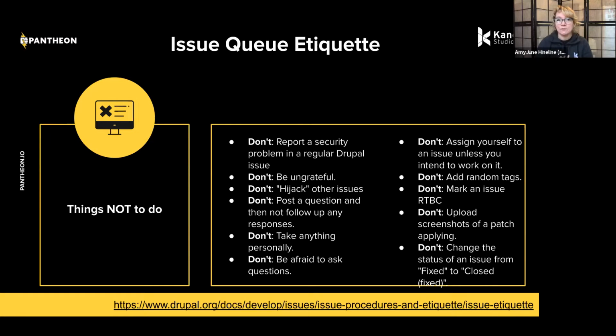Going back to being grateful, don't be ungrateful. It can be frustrating when something doesn't work as you'd hope, but don't take it out on the developer in the issue queue or in Slack. Assume positive motivation. The problem probably exists because they don't know about it.